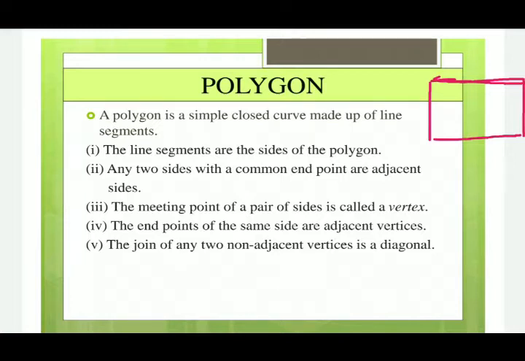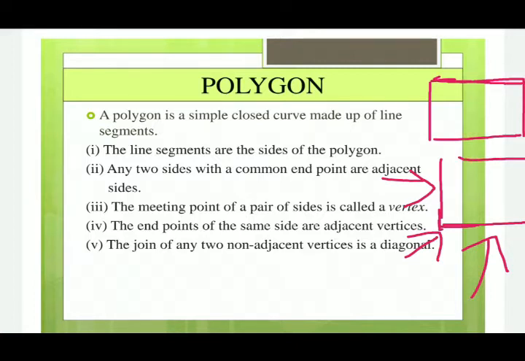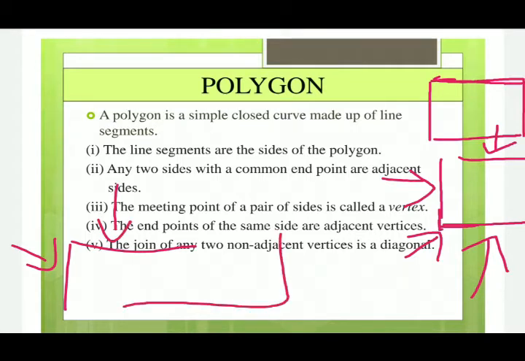Second one, any two sides with a common end point are adjacent sides. Here you can see this side and this side have one common point over here. So these two sides are adjacent sides. Similarly, these two sides will be adjacent sides. Again, if we consider these two, then these two will be adjacent sides, and if we consider these two, then these two will be adjacent sides.